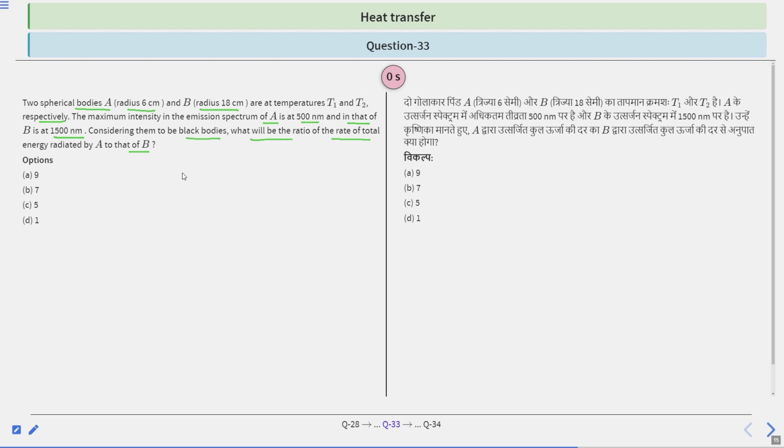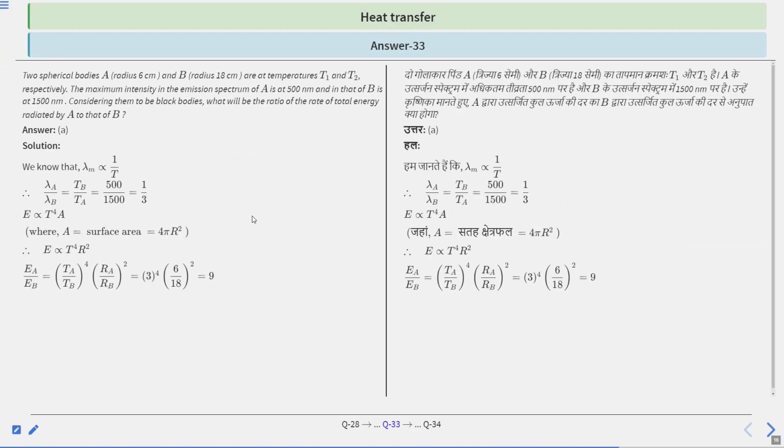Let's find the solution. Given two spherical bodies, one of radius A, 6 cm, and the other of radius 18 cm, with temperatures T1 and T2 respectively. The maximum intensity emission is this and this one. The question asks what will be the ratio of the rate of total energy radiated by A to that of B.